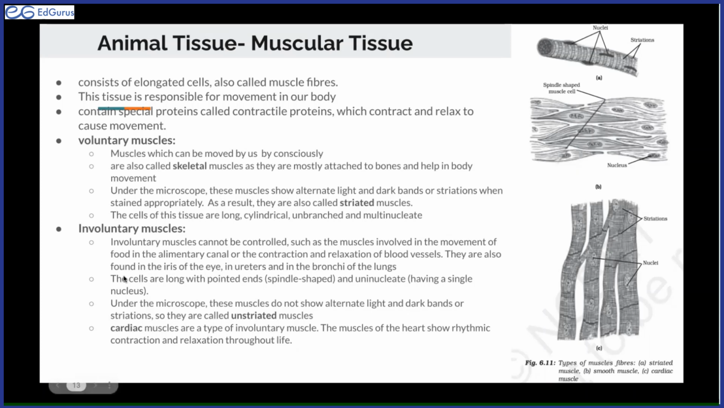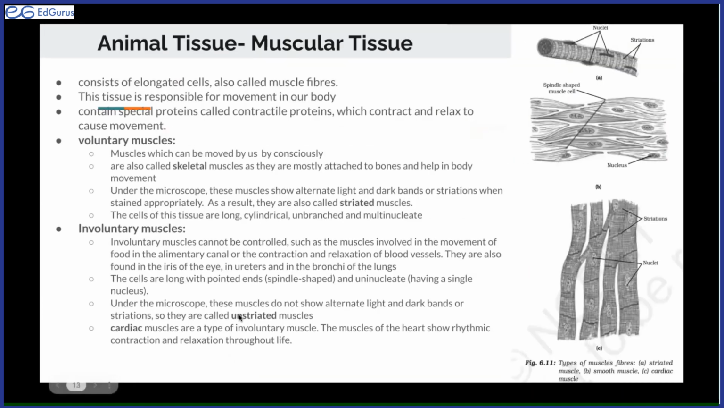Basically, the properties of these cells are key. They are long with pointed ends and uninucleate. So here we saw that they are long, cylindrical, and multinucleate. Involuntary are long, pointed ends, and uninucleate, which means they have a single nucleus. Under the microscope, they do not show alternate light and dark bands, so they are called unstriated.